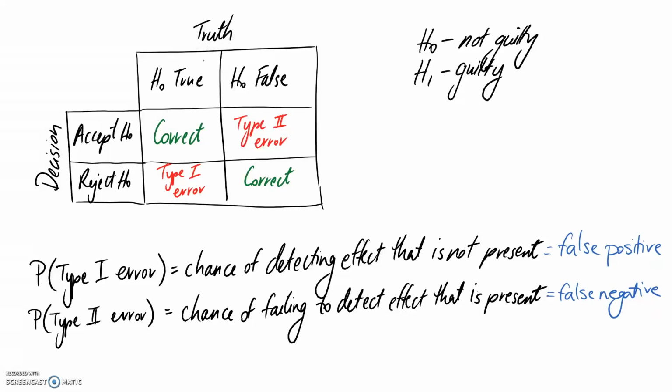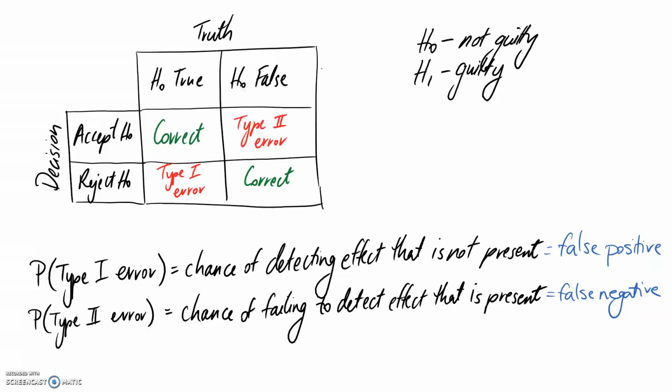So applying this, if they are not guilty and we decide that they're not guilty, then that's all good. We've made the correct decision there. If we decide H0 is false, so that means H1 instead is true, so the person is guilty, and we make the decision that they are guilty as well, that's all good again, because we've made the correct decision there. So we have these two others which are not so good.